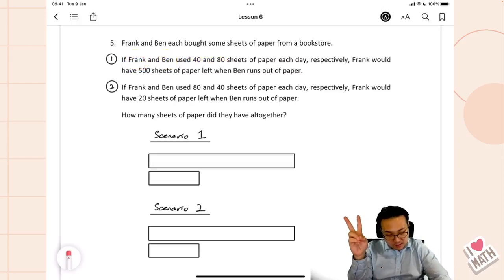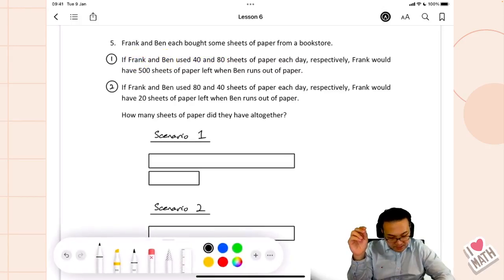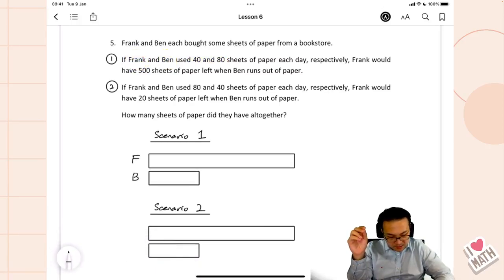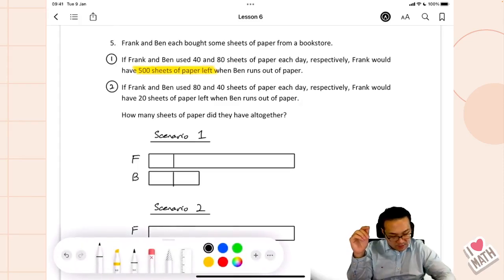Understand? Let's draw it here. This is Frank, this is Ben. Ben is using 2 units. Frank is only using 1 unit. And what happened? Frank will have 500 sheets of paper left.